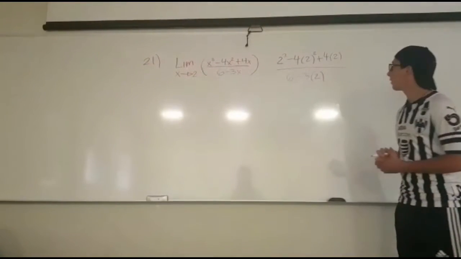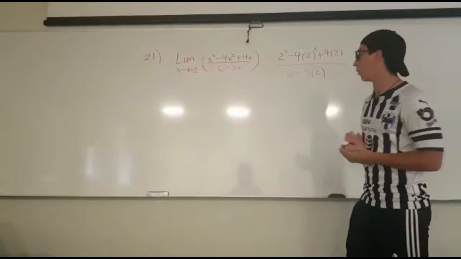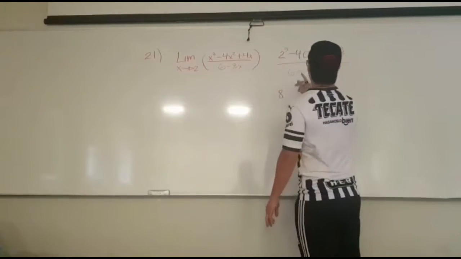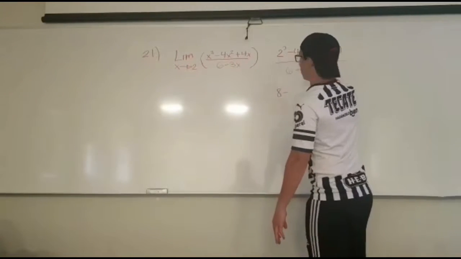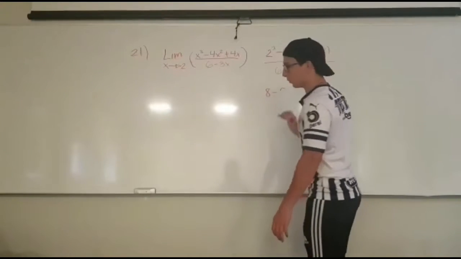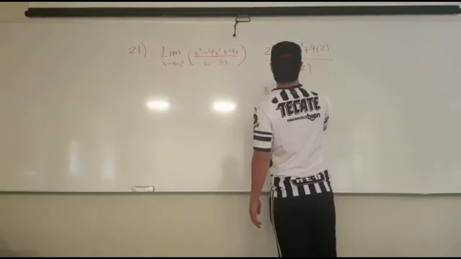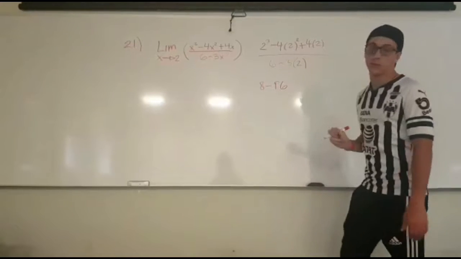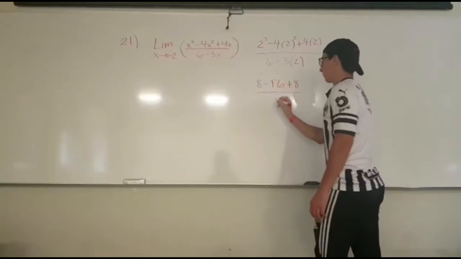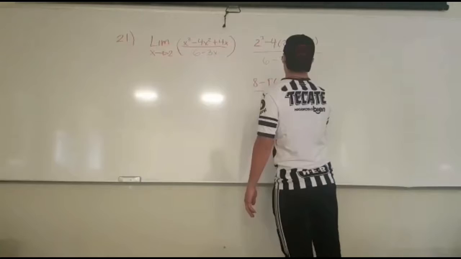As you can see, this is how you plug it in. Then you will solve it. So 2 cubed, we get an 8, minus 2 times 2, 4, times 4, 16. So you get minus 16, and 4 times 2 is positive 8. And on the bottom, it's an easy one. 3 times 2, you get minus 6.